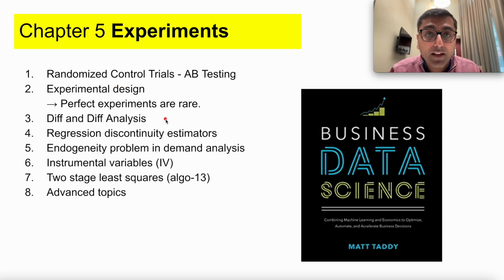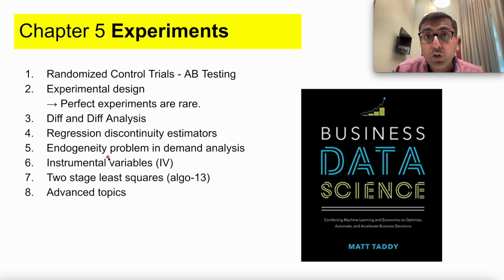We will learn about why it's very difficult to have perfect experiments, and learn about situations where we can't do A/B testing, like diff and diff analysis. We learn about using another technique called regression discontinuity estimators. Find out what the endogeneity problem in demand analysis is and how it's all related to running experiments and finding out causation. So in essence, we're finding out causation when we run experiments.